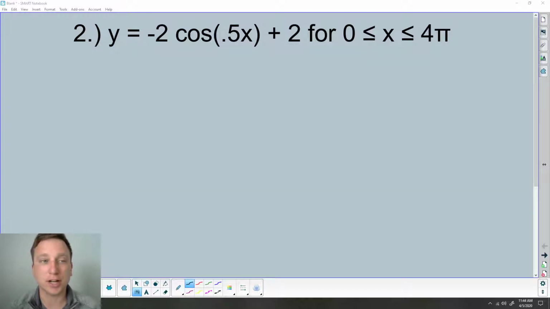Just like the first one, I'm going to ask you to look at the problem up here. Y is negative 2 times cosine of 0.5x plus 2 for x is between 0 and 4 pi. So I'd encourage you to take a moment, pause the video at this point, and work through graphing this trig function on a scratch sheet of paper.